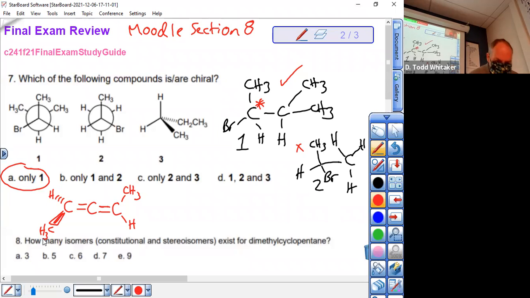You prove it to yourself, and it's a little trickier with this one, by drawing its mirror image and then using your deductive abilities, shall we say.